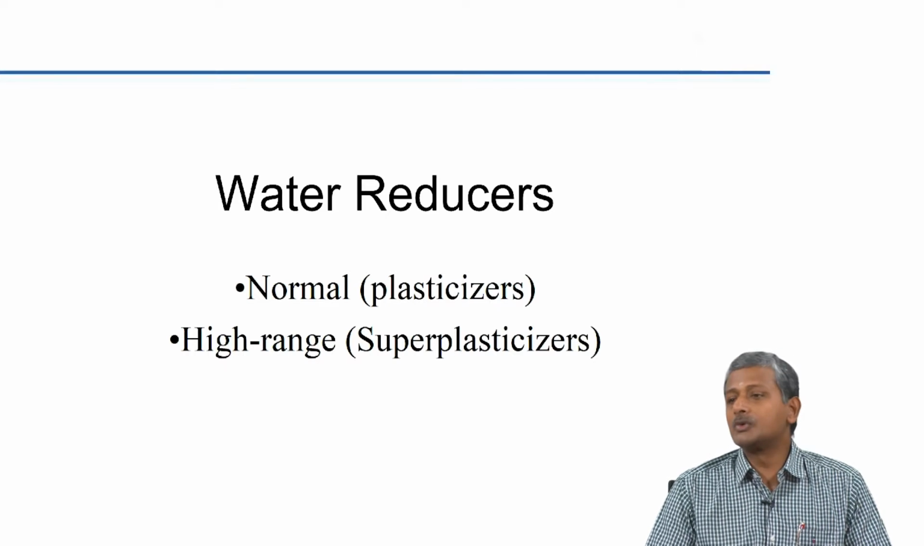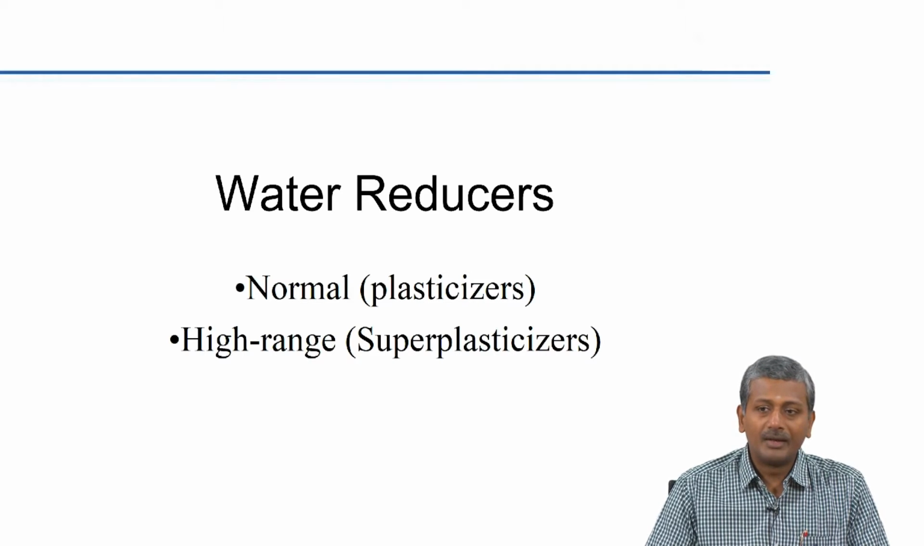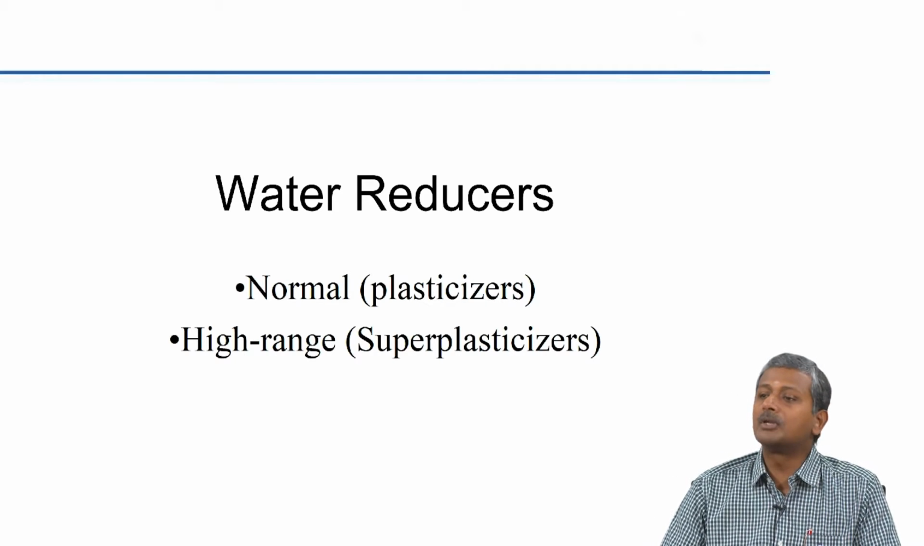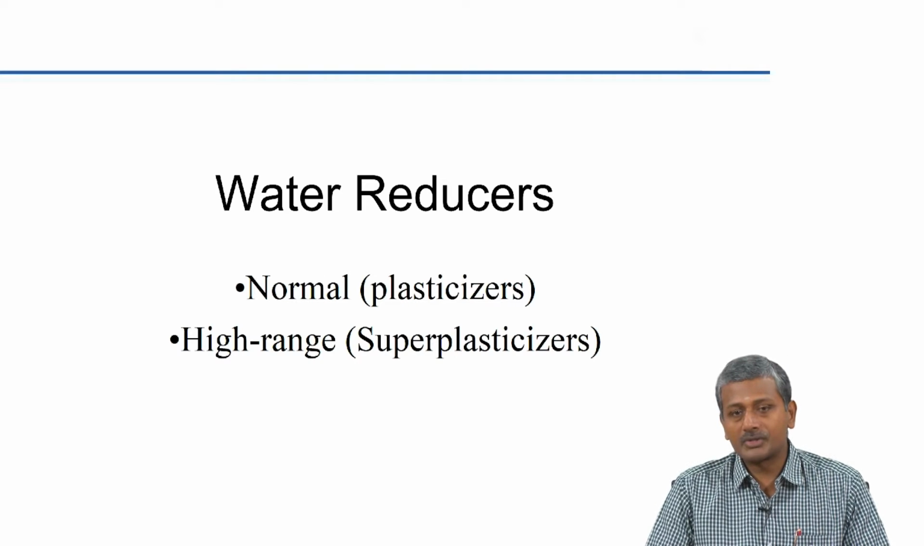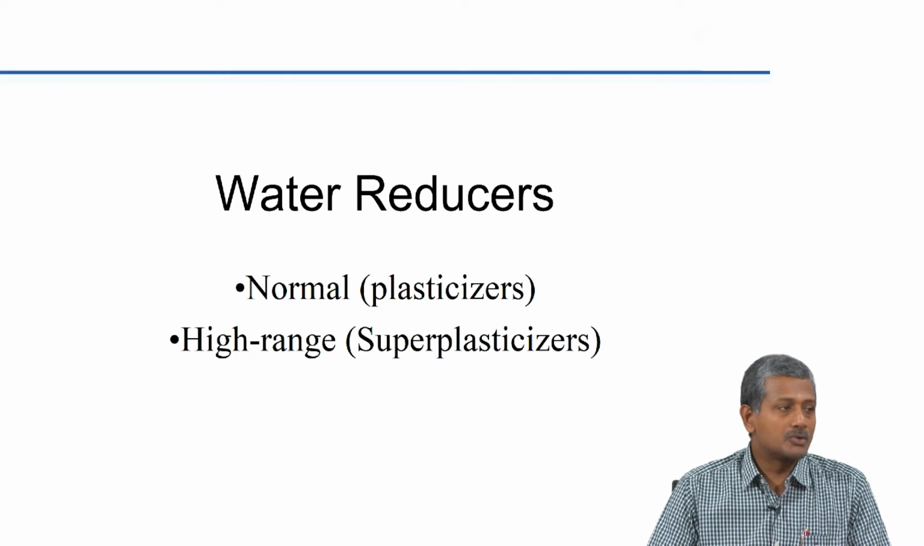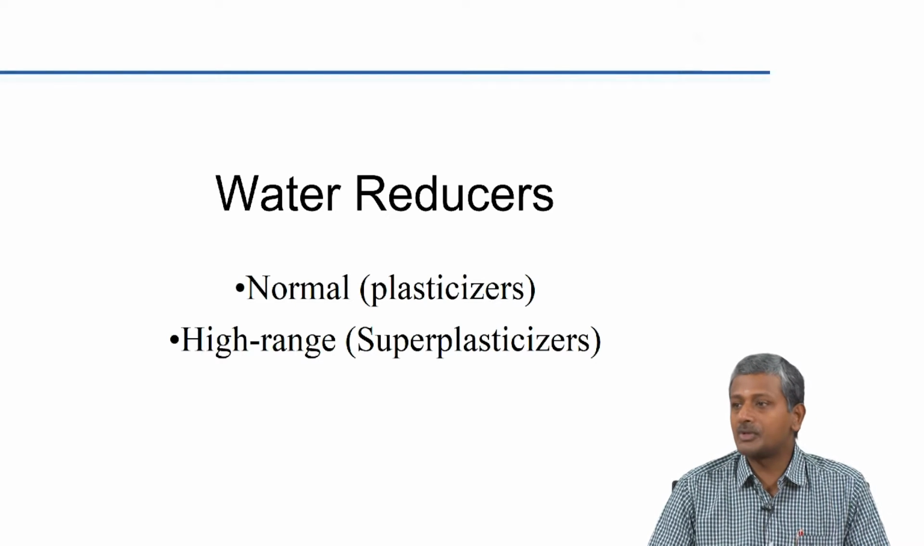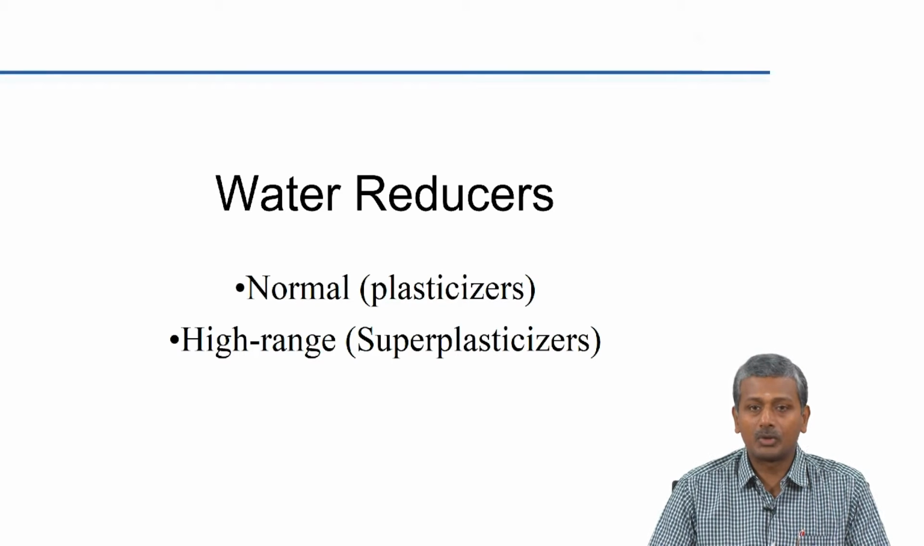Now water reducers are further classified into two types. One is called normal water reducer and the other is a high range water reducer. The common terminology in the market for water reducers is plasticizer, and for high range water reducers it is superplasticizer, given the kind of performance you can actually expect from high range water reducers.